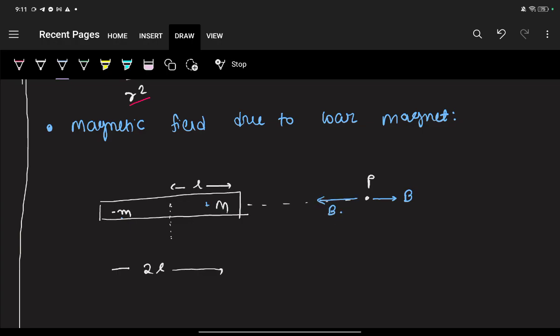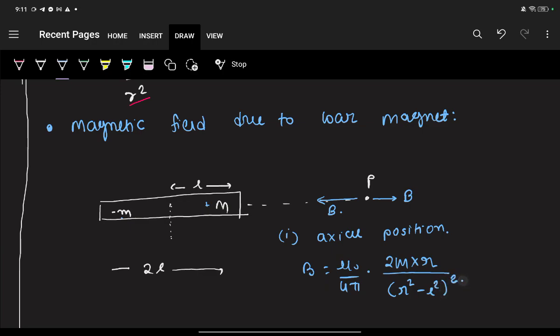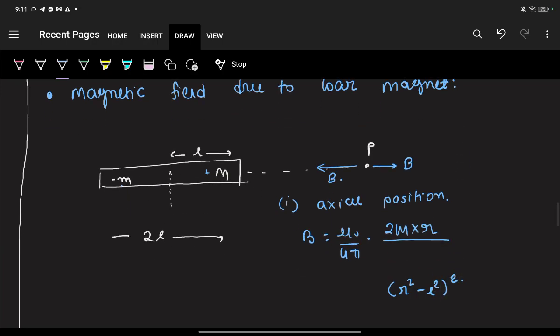So on this axial position, this is our axial position, right? Magnetic field is given by mu naught upon 4 pi multiplied by 2Mr divided by (r square minus l square) whole square, okay? And for the shorter bar magnet, that means if r is much greater than l, B axial, or magnetic field at the axial point, is given as mu naught upon 4 pi multiplied by 2M upon r cube.